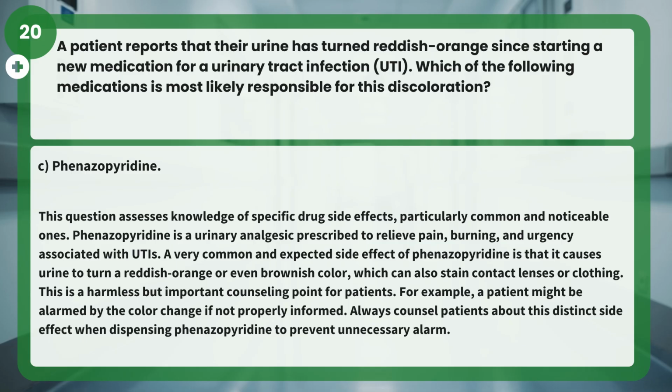This question assesses knowledge of specific drug side effects, particularly common and noticeable ones. Phenazopyridine is a urinary analgesic prescribed to relieve pain, burning, and urgency associated with UTIs. A very common and expected side effect of phenazopyridine is that it causes urine to turn a reddish-orange or even brownish color, which can also stain contact lenses or clothing. This is a harmless but important counseling point for patients. For example, a patient might be alarmed by the color change if not properly informed. Always counsel patients about this distinct side effect when dispensing phenazopyridine to prevent unnecessary alarm.